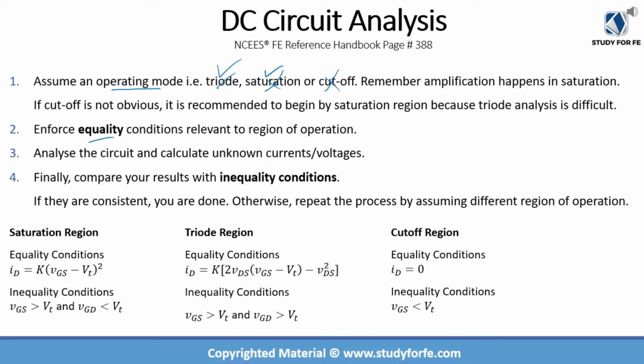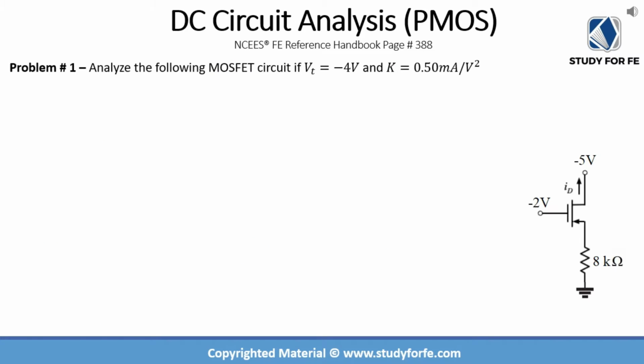Then we enforce in step number 2 the equality conditions. These are the equality conditions for saturation, these are the equality conditions for triode, and these are the equality conditions for cutoff. We analyze the circuit and we figure out the unknown voltages and currents. We compare them with the inequality conditions for each of these regions, and then based on the results in the comparison, we decide whether our results are consistent or not. If they're consistent, then you're good. Otherwise, you have to go back to step number 1 and assume a different state of operation. We're going to go through a bunch of practice problems over here, and I would recommend you to stop the lecture each time you see a new practice problem and then solve it yourself.